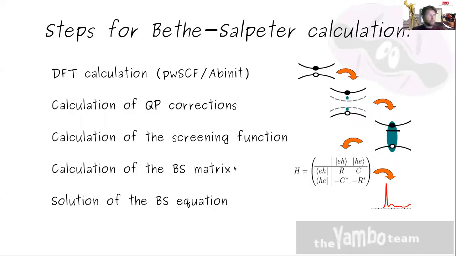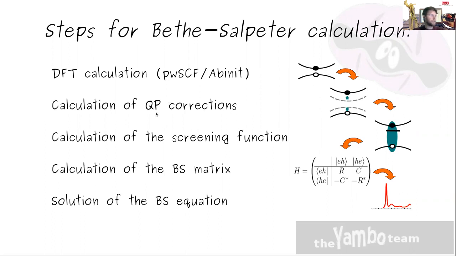So here you see an overview of the main steps you need to achieve the optical absorption of a material, including excitonic effects. The first step is, of course, ground state DFT calculation, which you can perform either with the Quantum Espresso PWSCF or ABINIT code, and which will give you the Kohn-Sham wave functions and band structure.